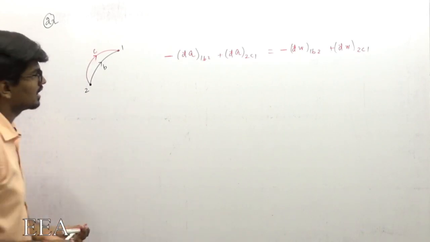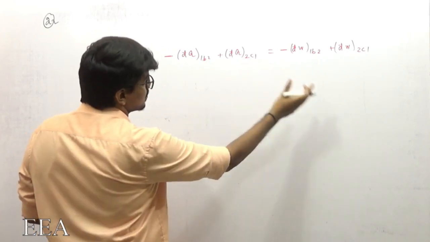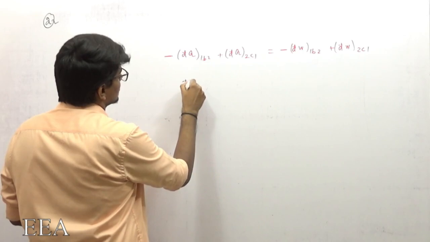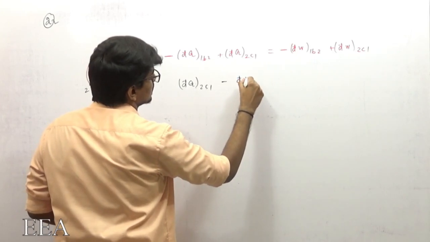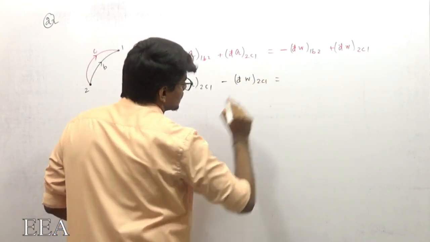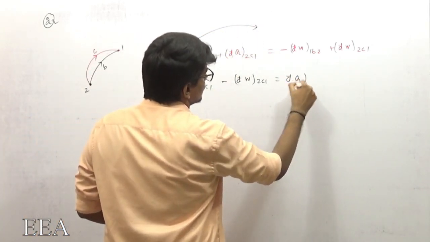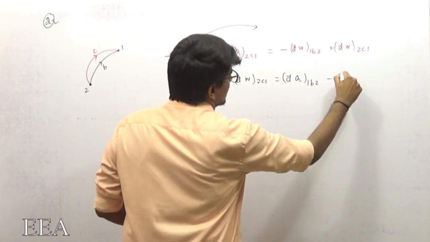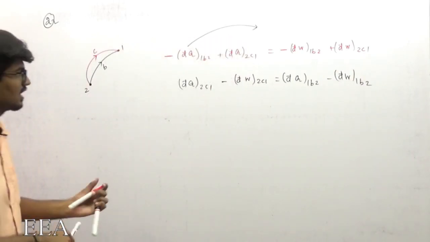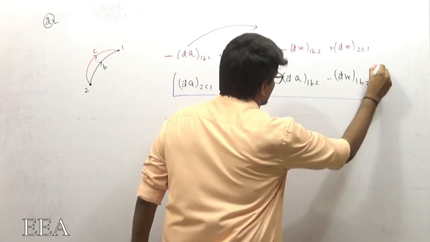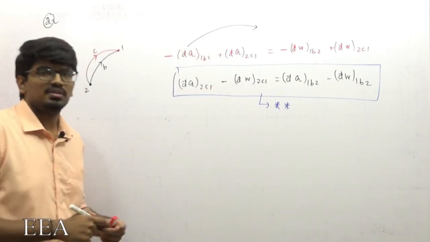Now let me do some small rearrangement. I will take all this 2c1 process to one side, so let d dash q 2c1 be here, and I will bring d dash w to this side, so minus d dash w 2c1 is going to be equal to, taking this to that side, d dash q 1b2 minus d dash w 1b2. Now listen carefully, this is an important equation, because from this we are going to get one important form of the first law of thermodynamics.